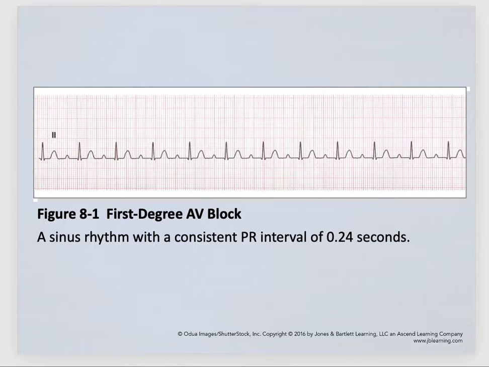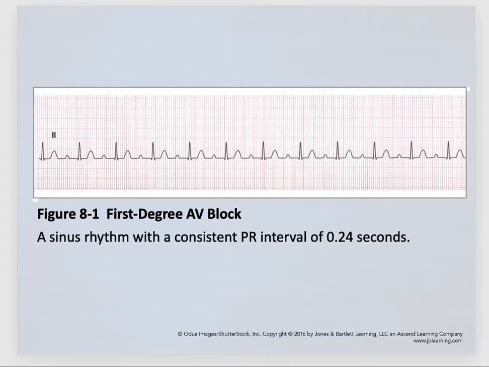first degree AV block, everything looks classic. However, on closer evaluation, you notice the PR interval, right? Again, the PR interval is greater, all of them. Each one, every single PR interval on here is greater than 0.20. Okay, so that's easy, right? First degree, think about this as a delay.